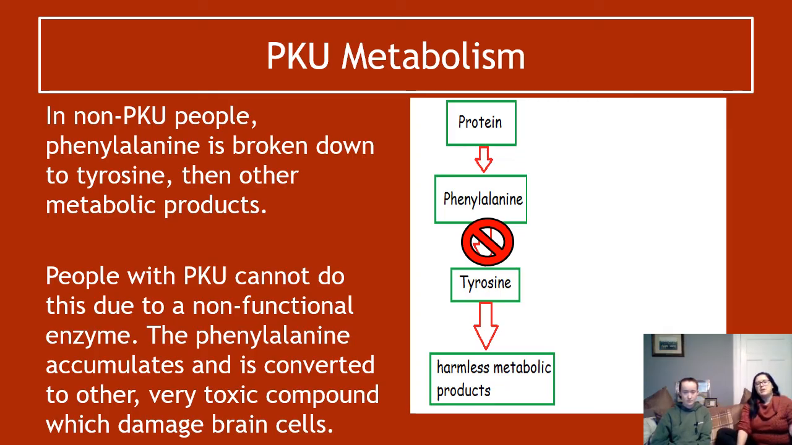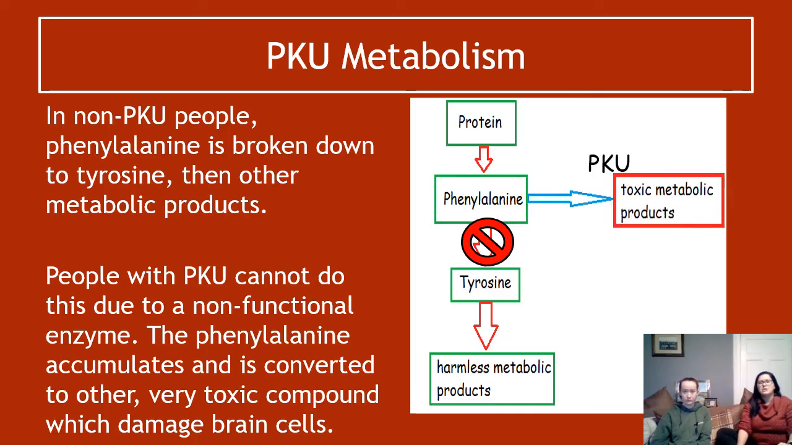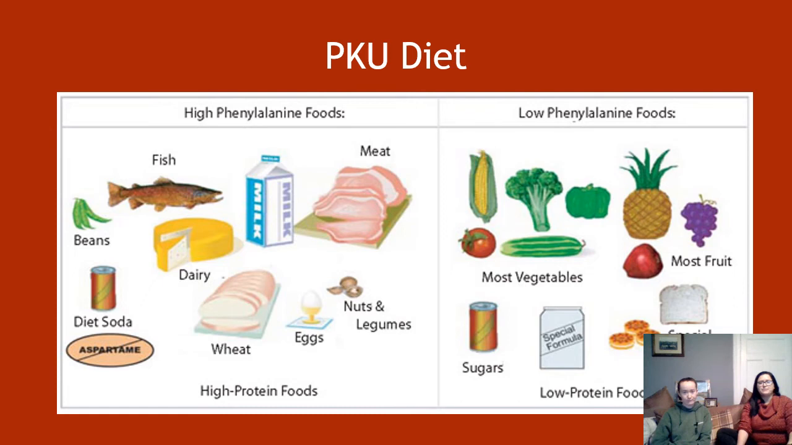So, people with PKU cannot break down phenylalanine into tyrosine, and instead the phenylalanine starts to build up and is converted to other very toxic compounds which damage brain cells. This is why it's so important to restrict protein intake in PKU babies, because you will cause irreversible brain damage to them if you allow them to take in too much protein. Even once or twice it can cause the damage. Okay, so this is what happens in sufferers of PKU. They build up toxic metabolic products because they cannot convert it to tyrosine and then to other harmless products.